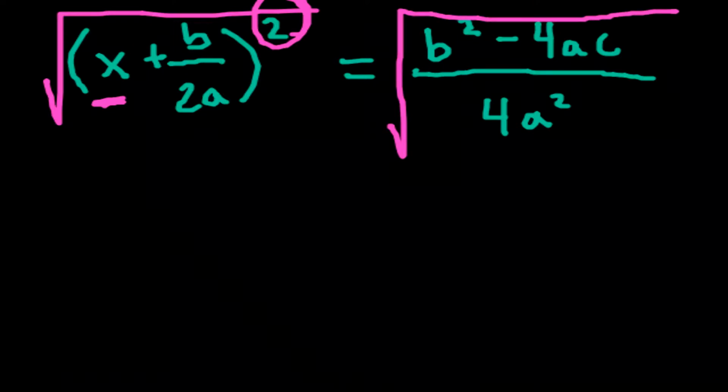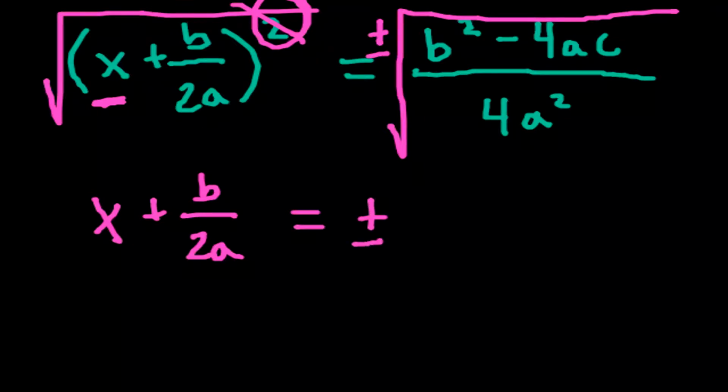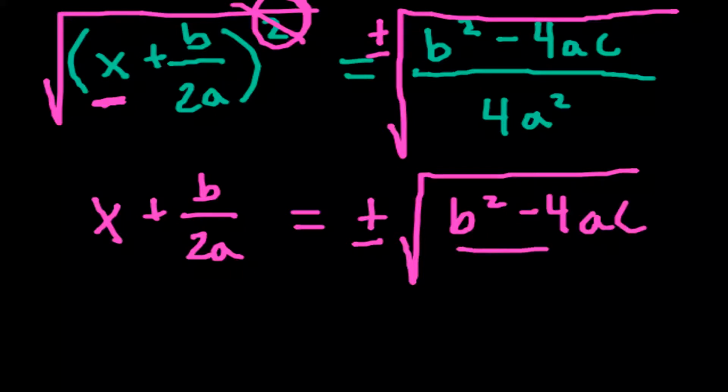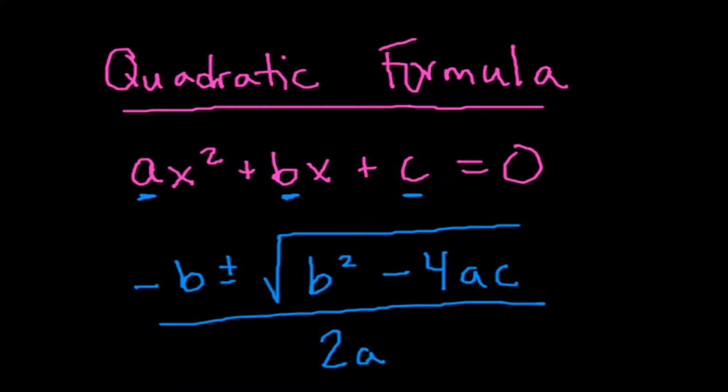So I'm going to take the square root of both sides, but remember when we undo a square, we need to always make this little caveat here that it could be positive or negative. We don't know if our original answer was positive or negative, so we need to take into account that either one is possible. So this cancels the square. I get x plus b over 2a equals plus or minus the square root of b squared minus 4ac all over 4a squared. Now, for those of you who remember the quadratic formula, this is getting awfully familiar, but we're not there yet.